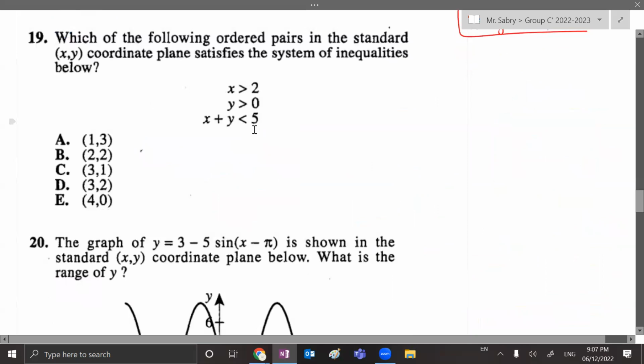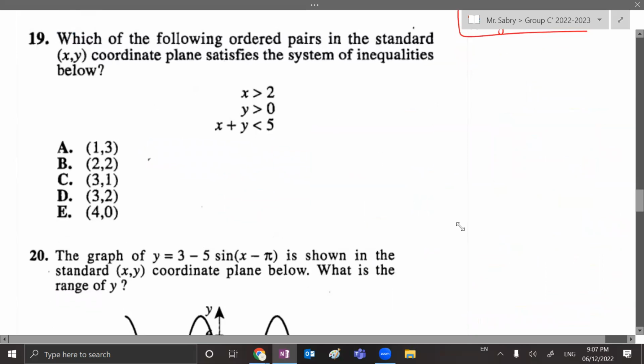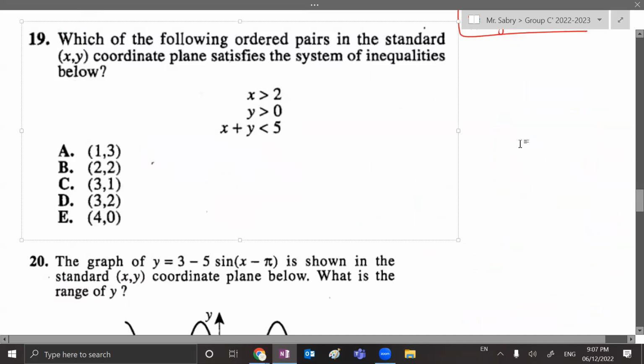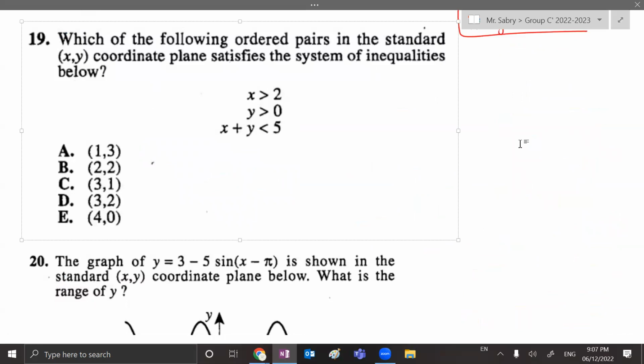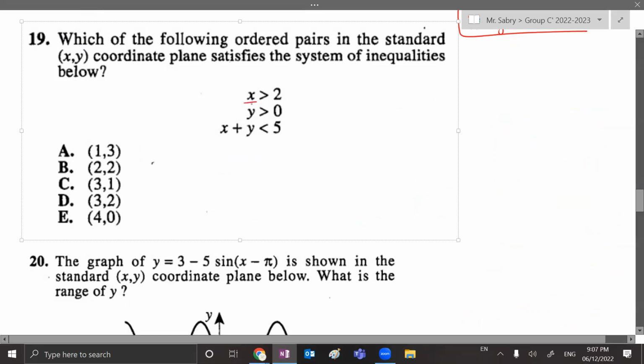Let's move to 19. It says here: which of the following ordered pairs in the standard XY coordinate plane satisfies the system of inequalities below. Now, the best thing to do here is to try them out. I need x to be bigger than 2. This excludes choice A and choice B right away, because here x is 1 and here x is 2, so they don't work. x must be bigger than 2. Now I have either C, D, or E. It says y needs to be bigger than 0. So C works and D works, but E doesn't.